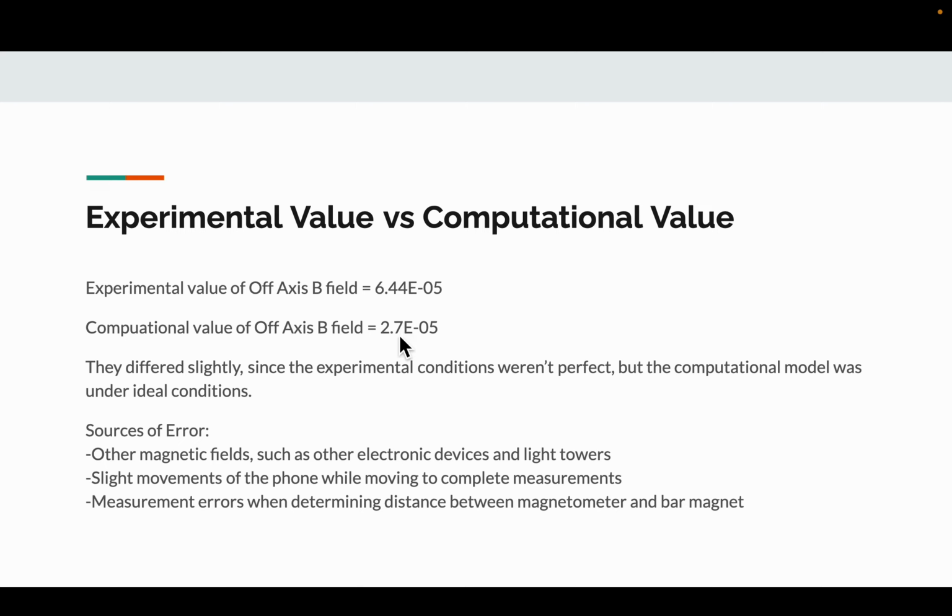And so this is the difference here between the two. It's a slight difference since the experimental conditions weren't perfect. They are still in the same order of magnitude though. So some sources of error are other magnetic fields, such as other electronic devices and light towers, and then slight movements of the phone when moving to complete the measurements for the on-axis field.